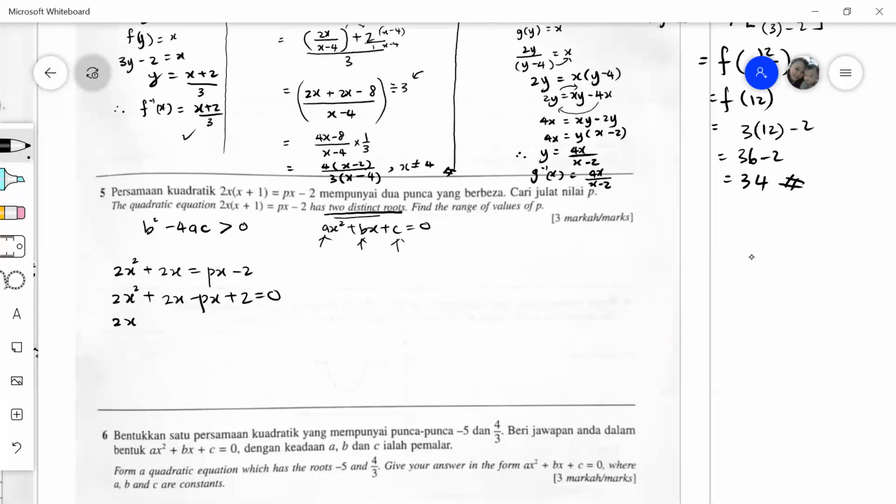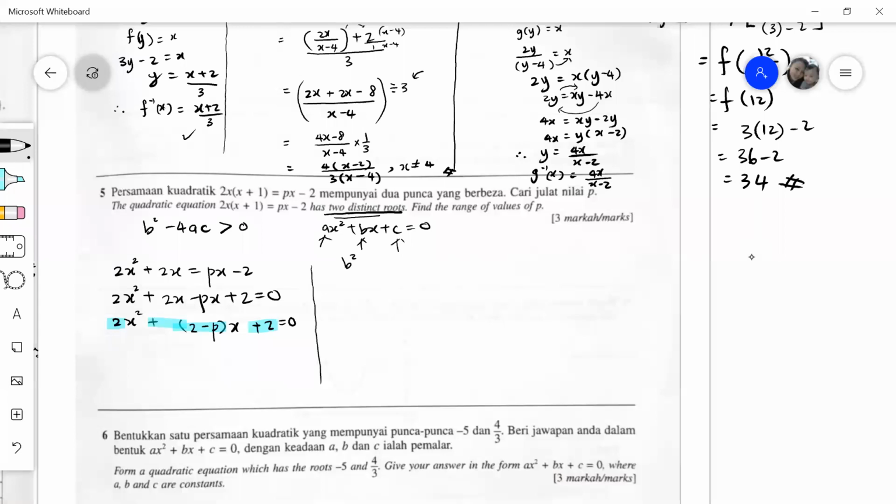Again, we group the like terms together. Okay, put the coefficients together. The coefficient for x is (2 minus p), and then plus 2 equals 0. So isn't it, it's already in the form of ax squared plus bx, plus, must bring along the sign in front of the term, and then plus c. So with that, now we can put this one in here.